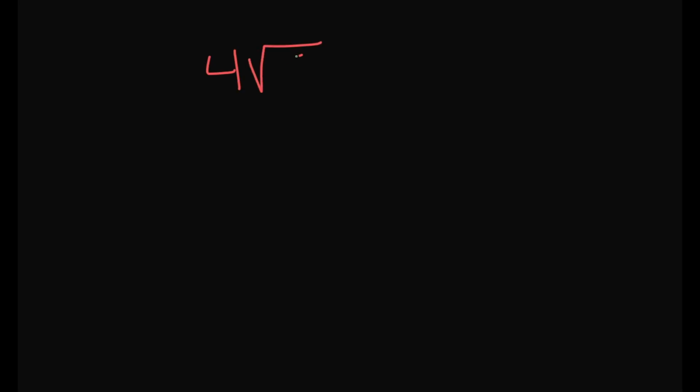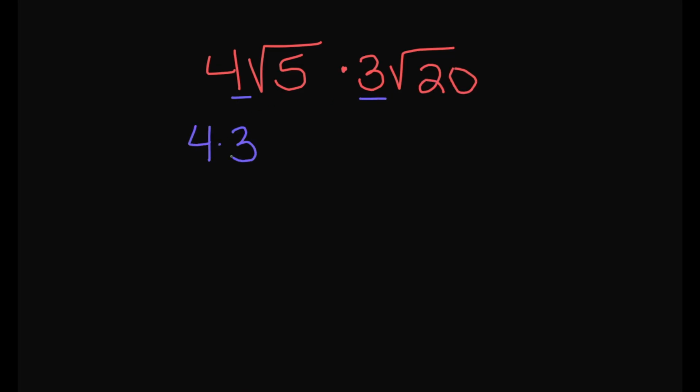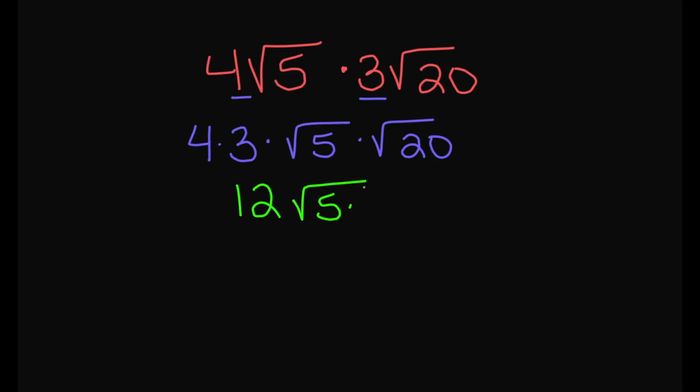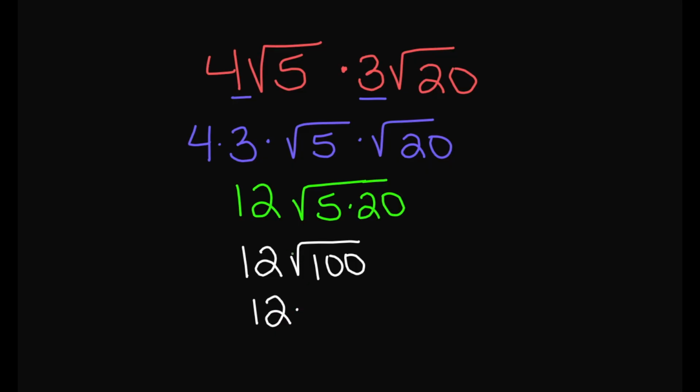4 times the square root of 5 times 3 times the square root of 20. So we are going to multiply our coefficients here. So 4 times 3. And then we have the square root of 5 times the square root of 20. 4 times 3 is going to equal 12. And then here we have 5 times the square root of 20. So we have 12. And inside my radical here, 5 times 20 is going to be 100. And then we have 12 and then times the square root of 100. This is going to equal 10. So now we have 12 times 10. And your final answer here is going to be 120.